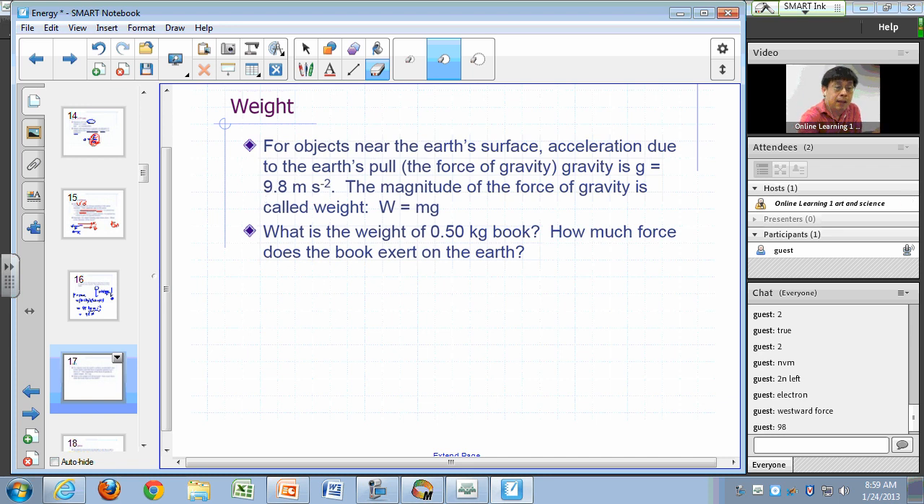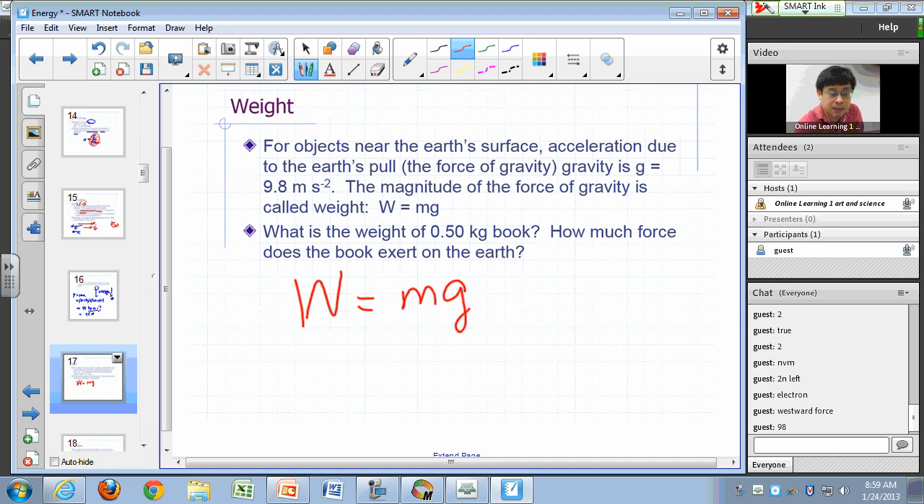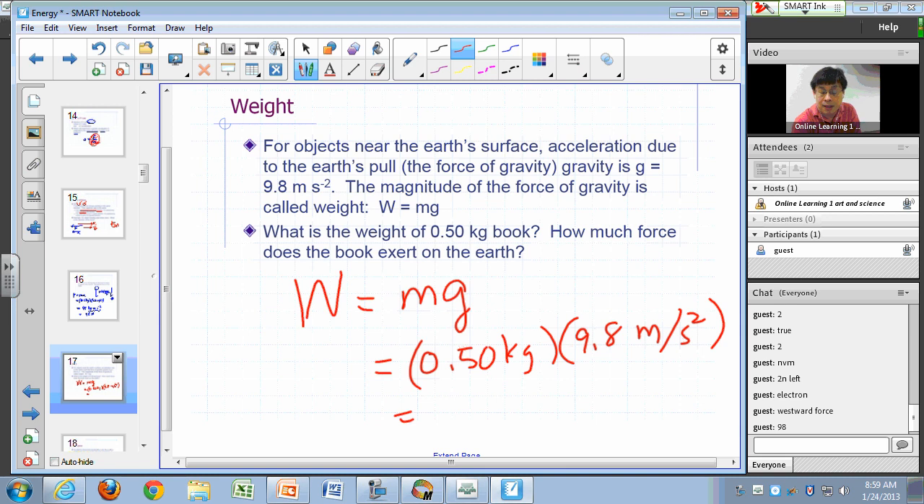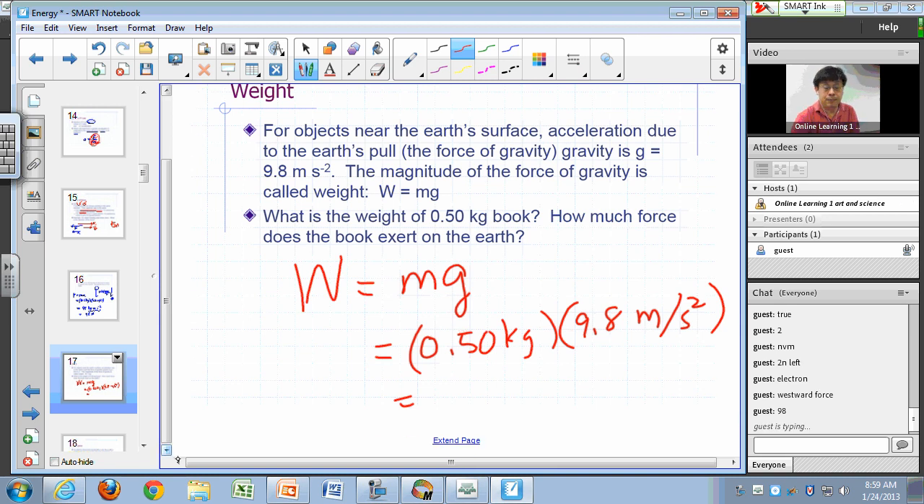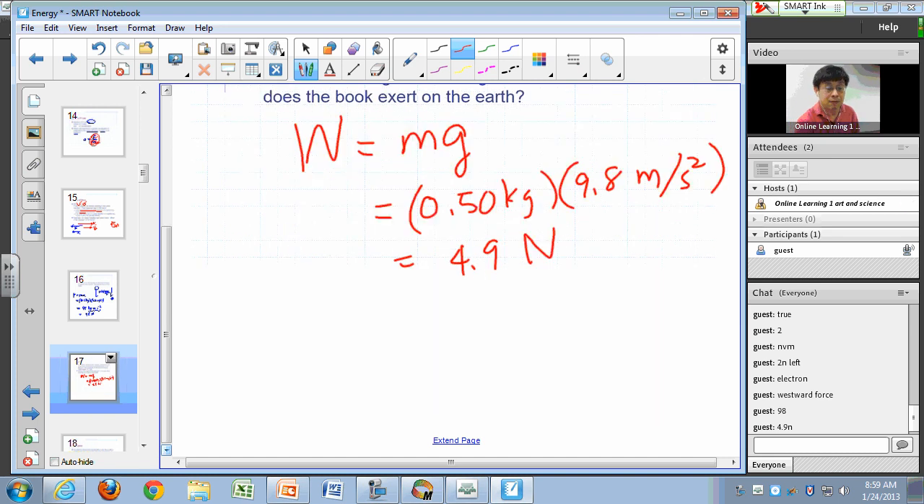The weight would be the force of gravity on that book. So mass times the acceleration, which in this particular case is g. So 0.50 kilograms times acceleration due to gravity, 9.8 meters per second squared. What's 0.5 times 9.8? Half of 9.8 is 4.9 newtons. Okay. That's just the magnitude. I don't care whether it's positive or negative. That's just the absolute value. So weight is just the absolute value of the force of gravity.